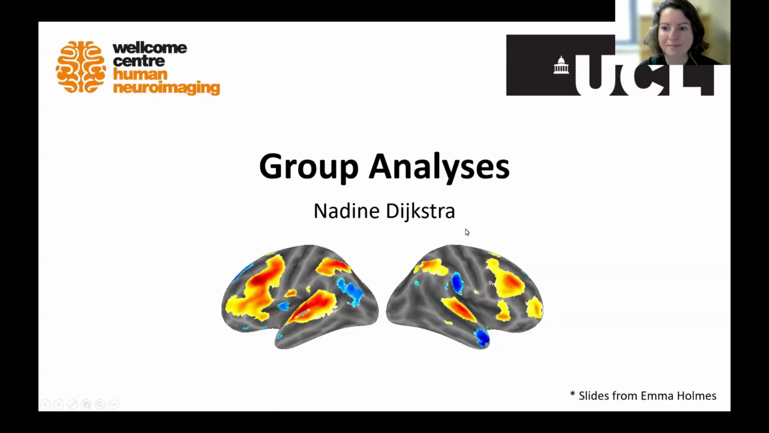Hi, everybody. Until now, you've been learning about pre-processing fMRI data and doing first-level analysis at the subject level. But eventually, if we want to say anything useful about how the brain works in general, we need to do group-level or second-level analysis. And that's what this lecture will be about.